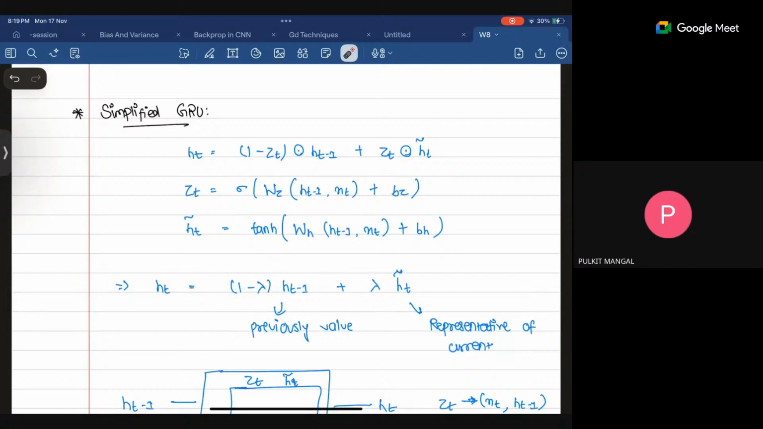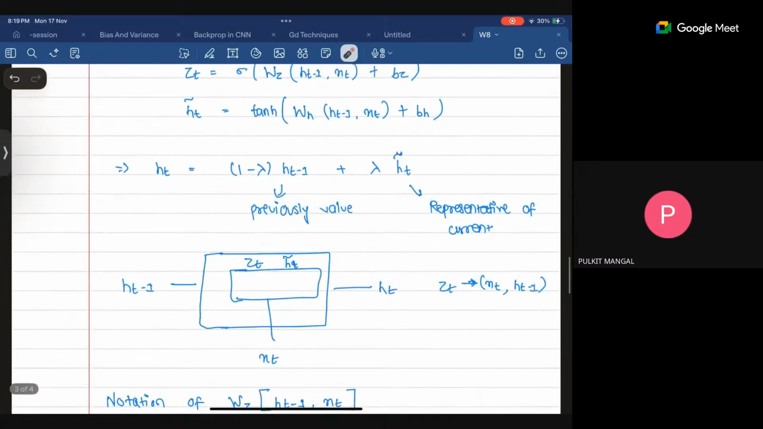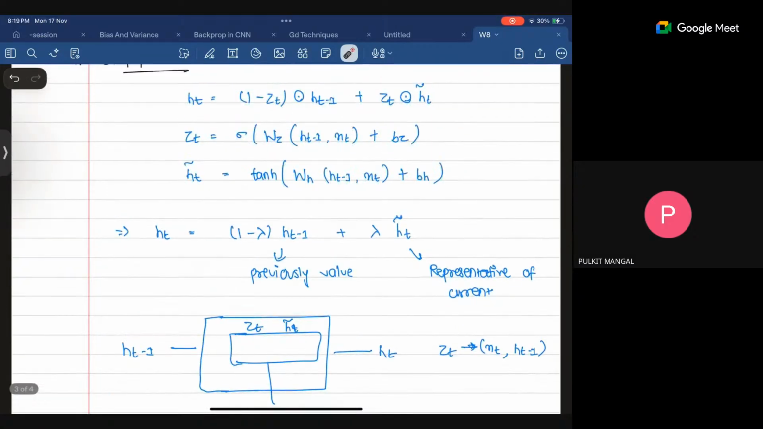Earlier what used to happen, this information HT minus 1 was fully used to transfer. But now in the simplified GRU structure, we are not going to fully transfer it. We are going to transfer it by some weightage. So that's what is happening. So till here, is it okay?